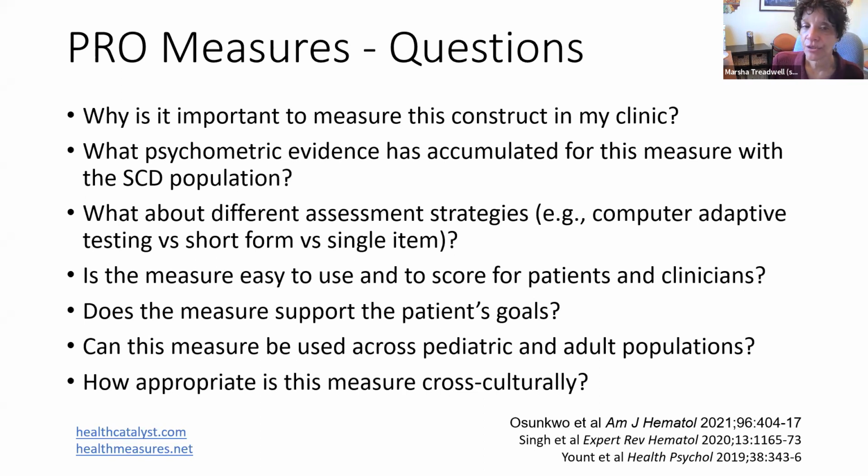Having a measure that's easy to use and score for both patients and clinicians is important. And really recognizing if the measure supports the patient goals. So if you want to decide to use a cognitive functioning measure in thinking about people's goals related to vocational achievement or educational achievement, then you would select certain measures. And it does help to have measures that can be used across the pediatric and adult populations. And then, as I mentioned, how appropriate is this measure cross-culturally in terms of the items and the constructs that you're measuring.